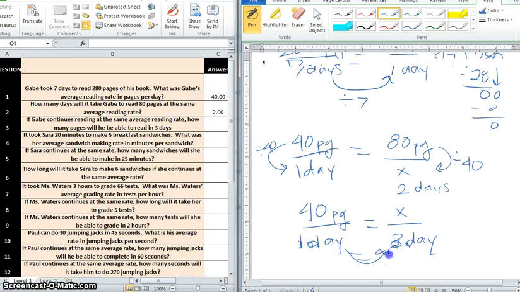I know that I'm multiplying the number of days by 3. Sorry for those weird marks. And so I need to multiply the number of pages by 3. And so that's going to give me 40 times 3 is 120 pages. So I'm going to put in 120 for my answer.